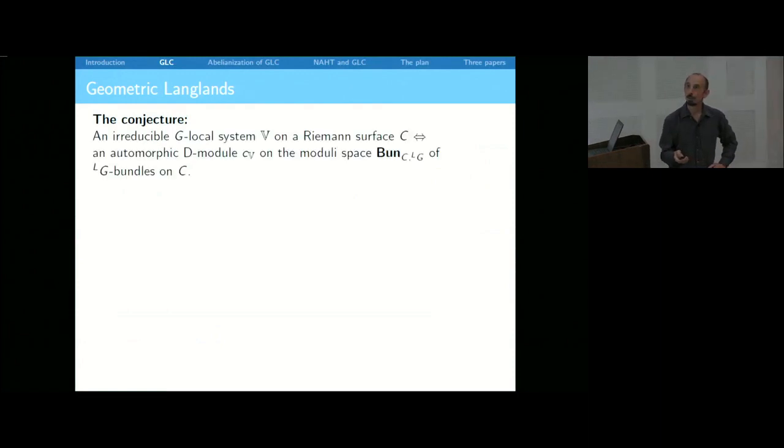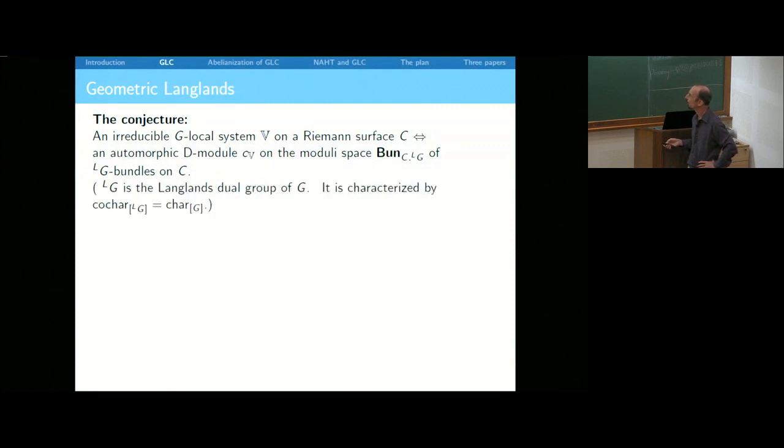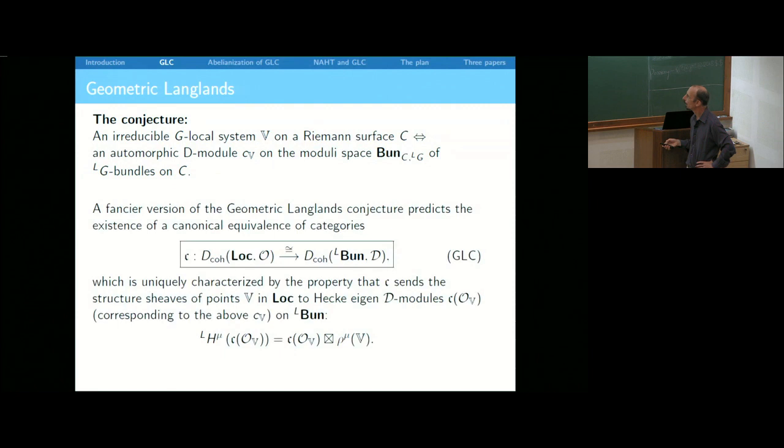It says that an irreducible local system, let's call it V, on a Riemann surface C, gives a unique object on the other side, which is an automorphic D-module C_V on the moduli space Bun. So this is what I'm calling Bun_LG: Bun for the Langlands dual group, the Langlands dual LG-bundles on C. And automorphic means that it's a simultaneous eigenobject of all the Hecke operators.